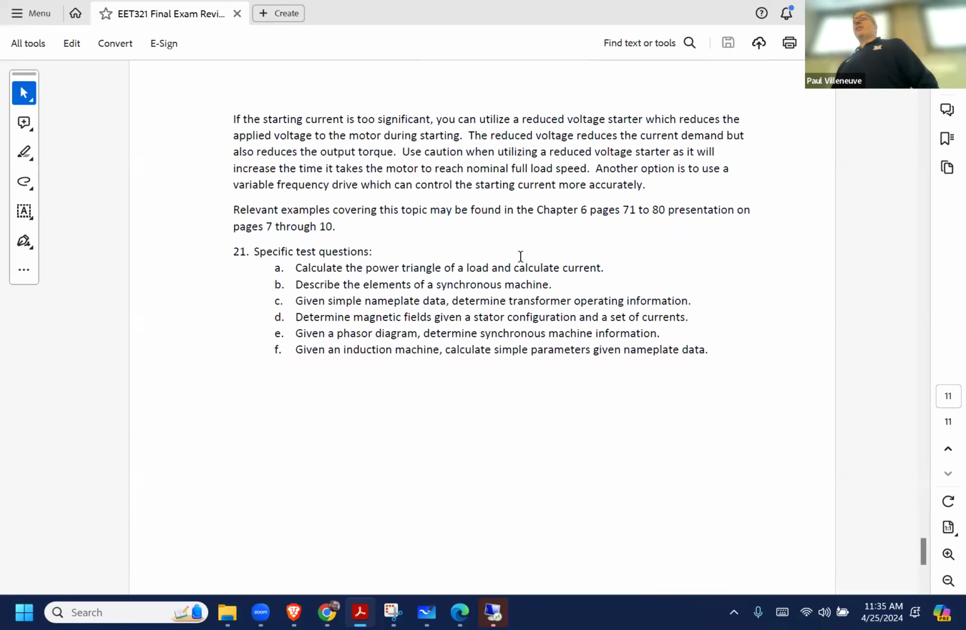Here's what to focus on. The final is going to be comparable to the last couple tests, maybe a little more difficult because you get 2 hours. In an exam, we've only had an hour and 15 minutes, so you have an additional 45 minutes.